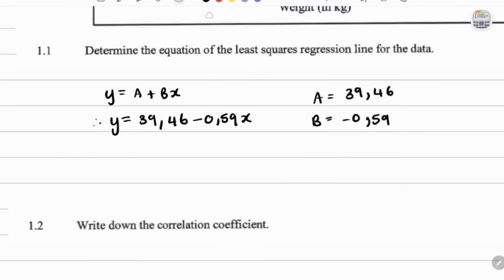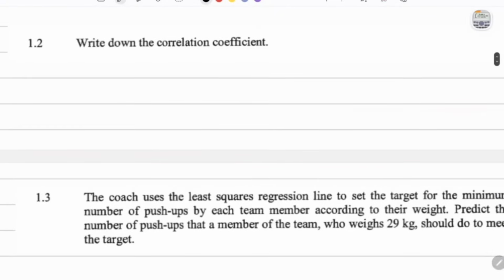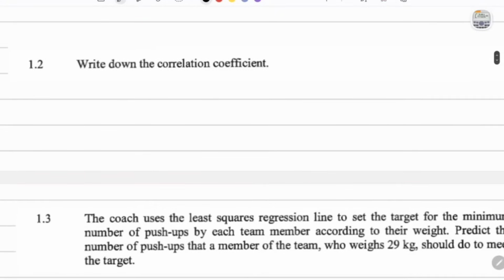Okay, so we got A and B, and we got the equation of the least squares regression line. Okay, moving on to the next question. The next question says, write down the correlation coefficient for your data. So write down the correlation coefficient.